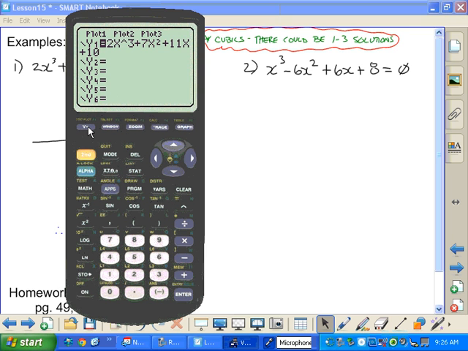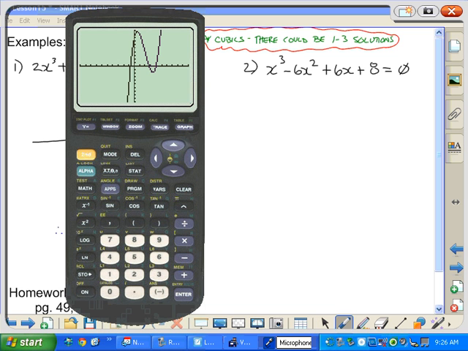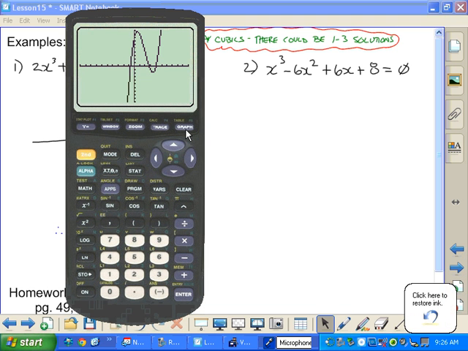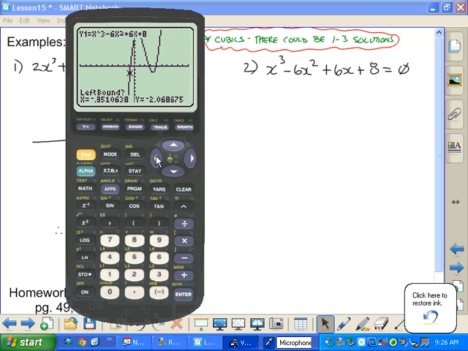Going back to y equals, I'm going to clear that equation and put the new one in: x cubed minus 6x squared plus 6x plus 8. I go ahead and graph it and see what I can see. And I see now that there are three possible solutions here: 1, 2, and 3. So I'm going to have to do that zero process three times. All right, so second trace, and I'm going to do zero, or number 2. I'm going to find the first one.